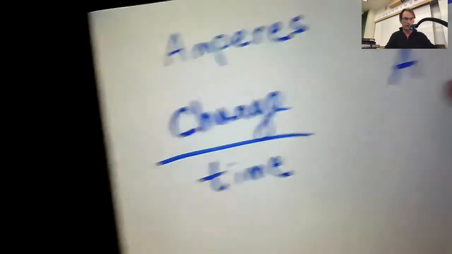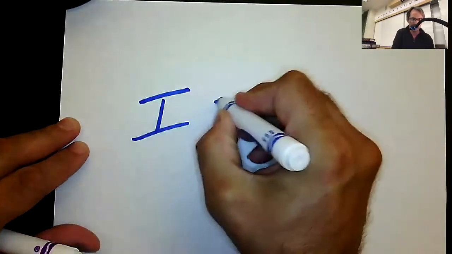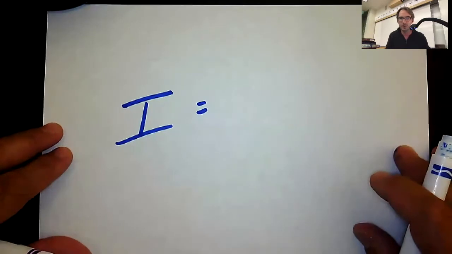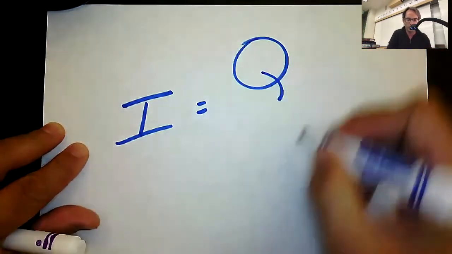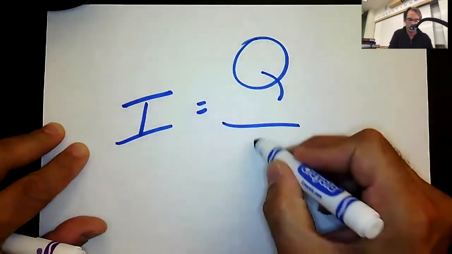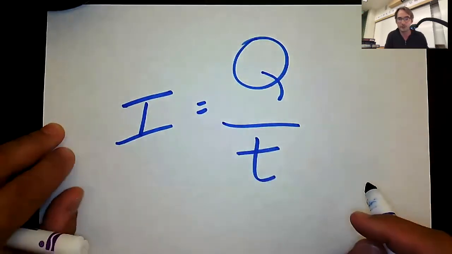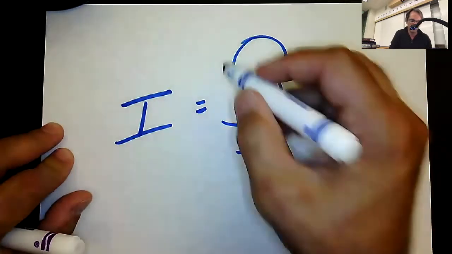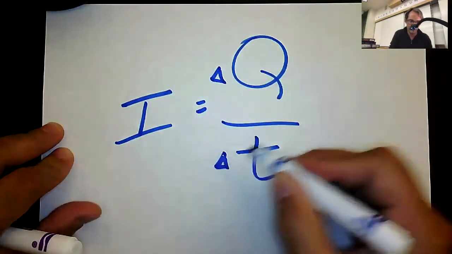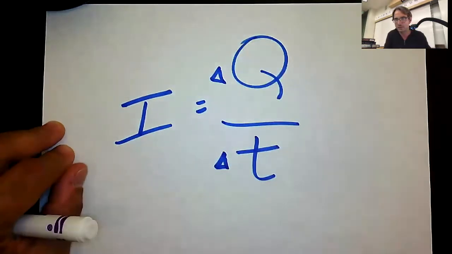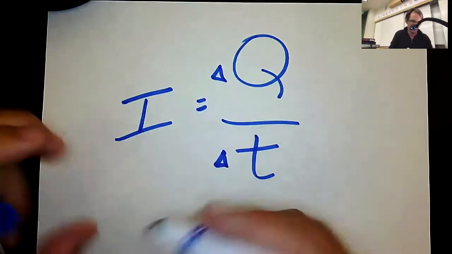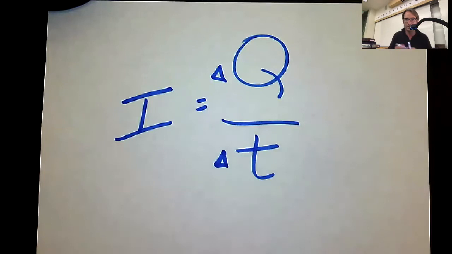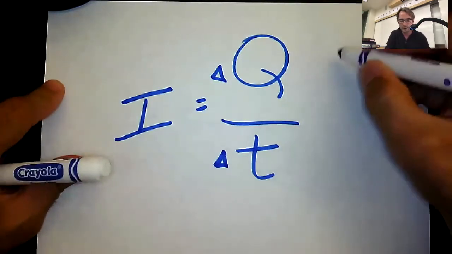So I use the symbol I for current, okay? The symbol we use for charge in physics and engineering is Q. Time, you're not going to be surprised, is T. So current is the amount of, we use delta for change in charge and delta for change in time. So current is that amount of charge per unit time past our area in the wire.